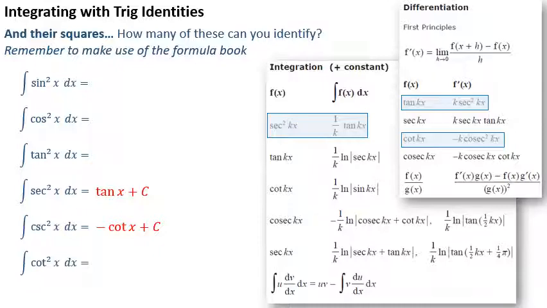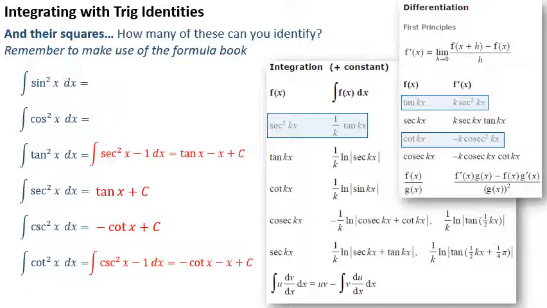You can add sine squared and cos squared, you'll always get 1. So you can convert sine squared to 1 minus cos squared. You can do a very similar thing with tan squared, converting it to sec squared x minus 1. And as soon as you do that, you can make use of the result below for sec squared x. Similar thing happens with cot. Cot squared x can be rewritten as cosec squared x minus 1, so we're taking advantage of that standard trig identity to rewrite it in terms of an integral that we can find somewhere in our formula book, somewhere in the standard results as they're called.